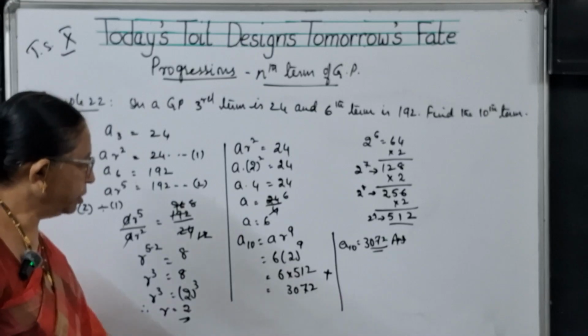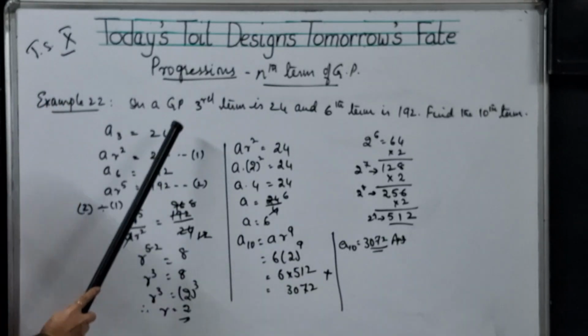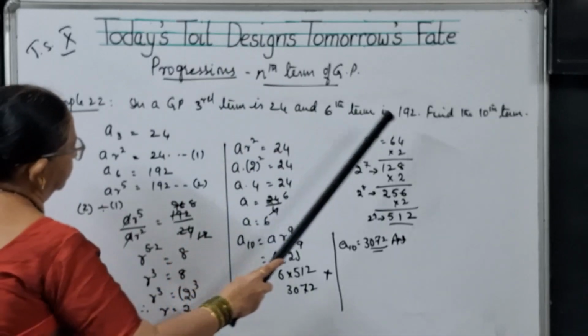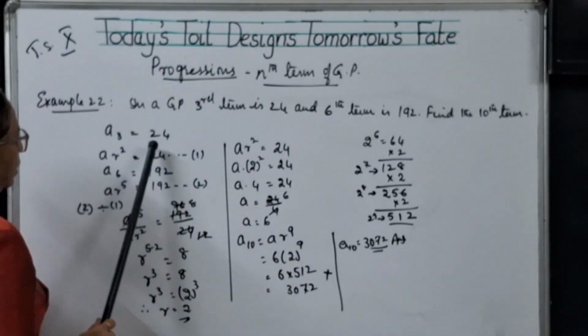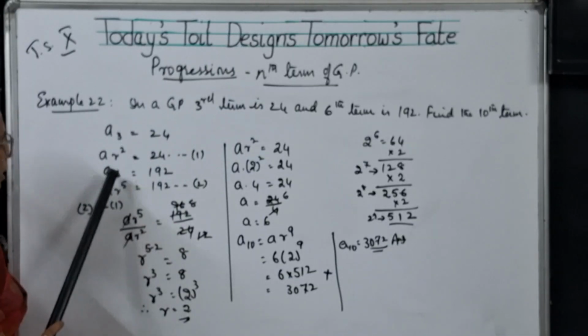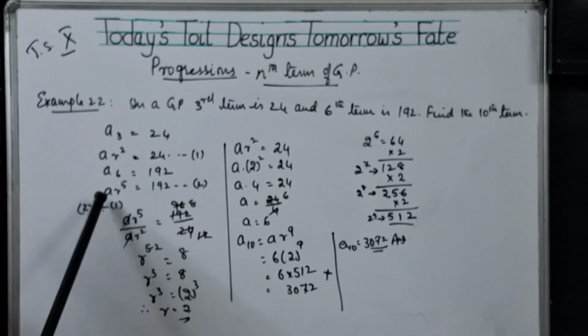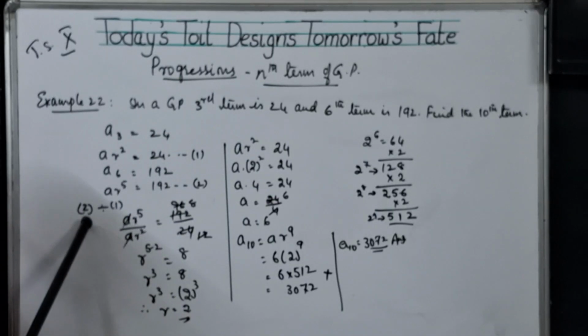So please listen to it once again. They have given the third term 24 and the sixth term 192; you have to find the 10th term. A3 is 24, that means ar square is 24. A6 is 192, that means ar to the power of 5 is 192. So we need a as well as r. So take the second equation divided by the first equation. In AP we subtracted, children. In GP we have to divide.